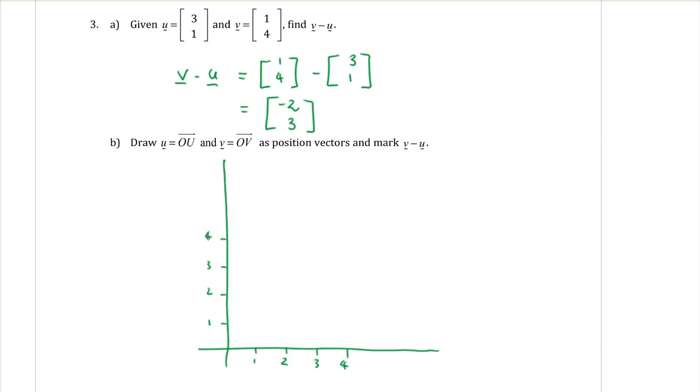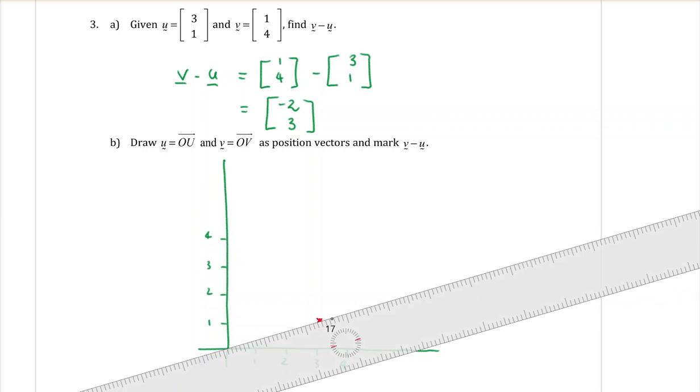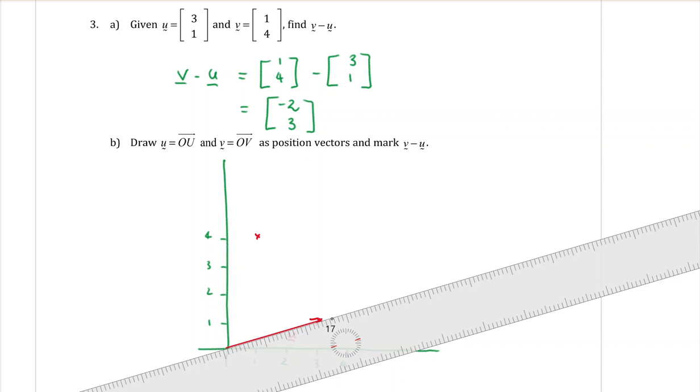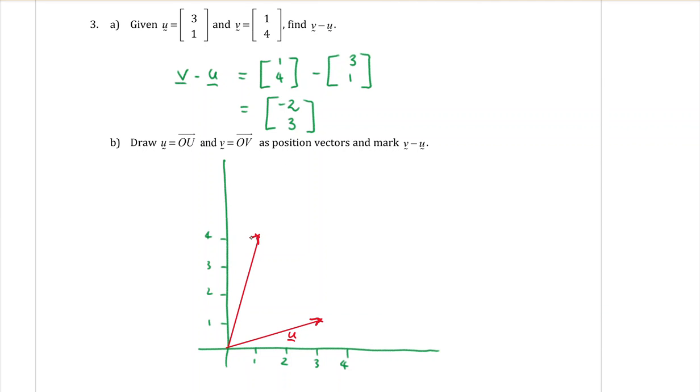Okay, so starting with u, OU, the vector is (3, 1). So we go out to 3 and we go up 1. And if we draw our vector line coming out, there is vector u. Then we want to draw vector v, which is (1, 4). With that line, it doesn't curve or bend at all.